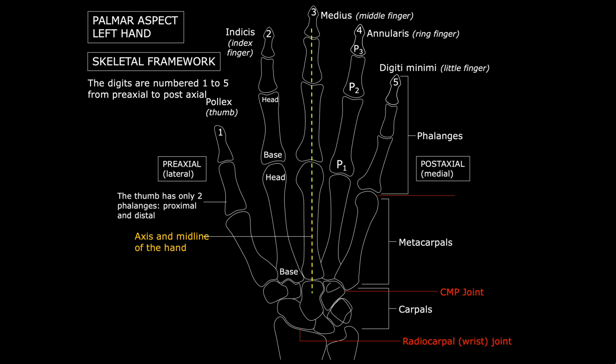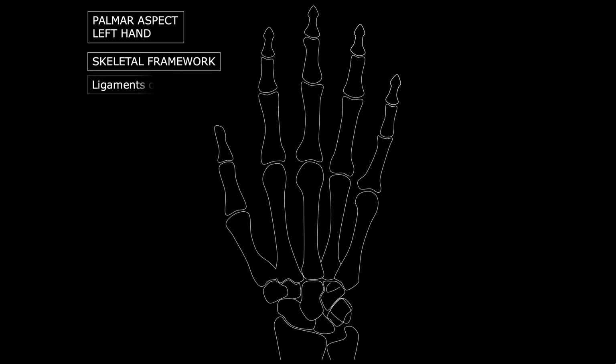And there we can see the carpometacarpal joint. And what is this? Between the metacarpal and the proximal phalanges, the metacarpophalangeal joint. Then we have the proximal interphalangeal joint and the distal interphalangeal joint.